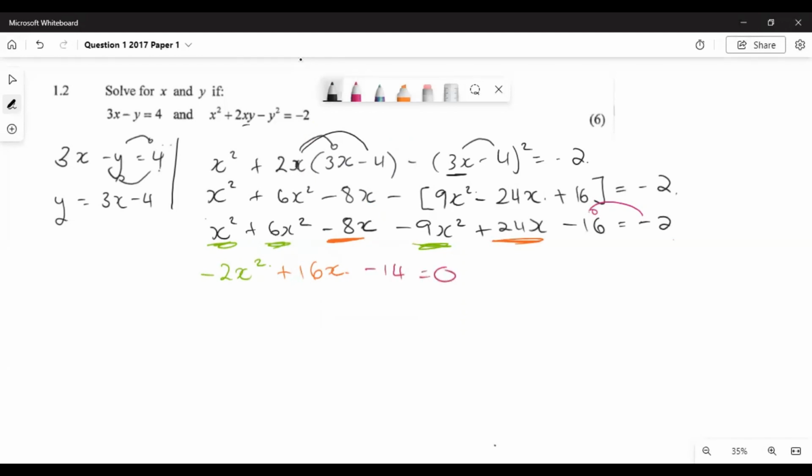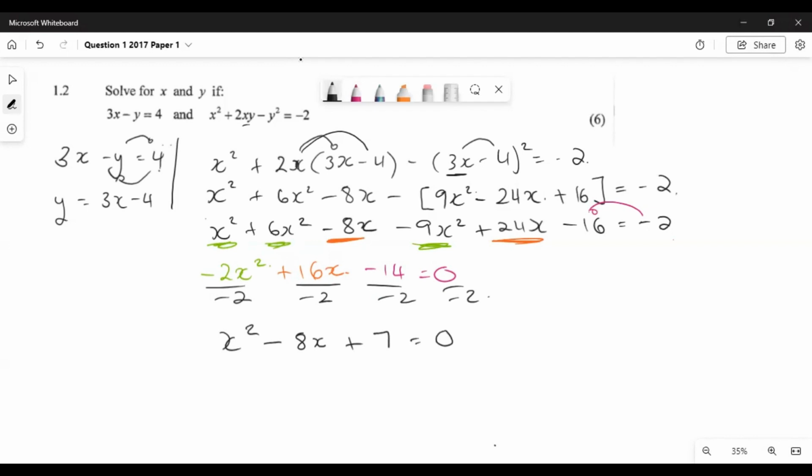So I can see everything here is divisible by 2. I'll go ahead and just divide everything by a negative 2, and I get x squared minus 8x plus 7 is equal to 0.